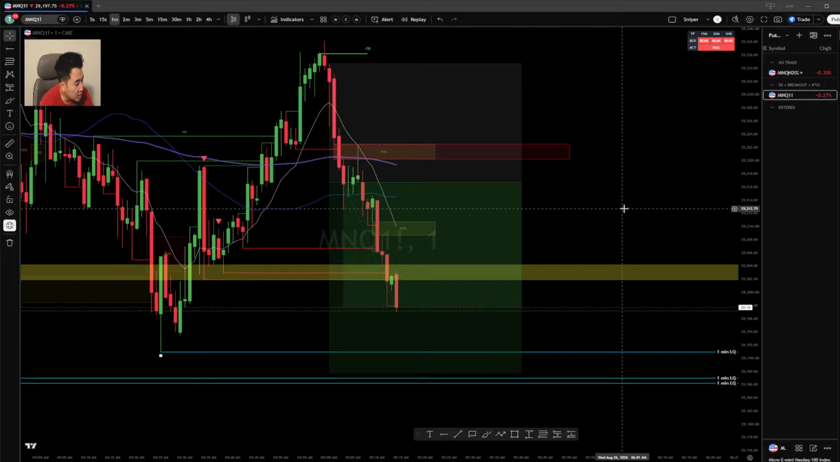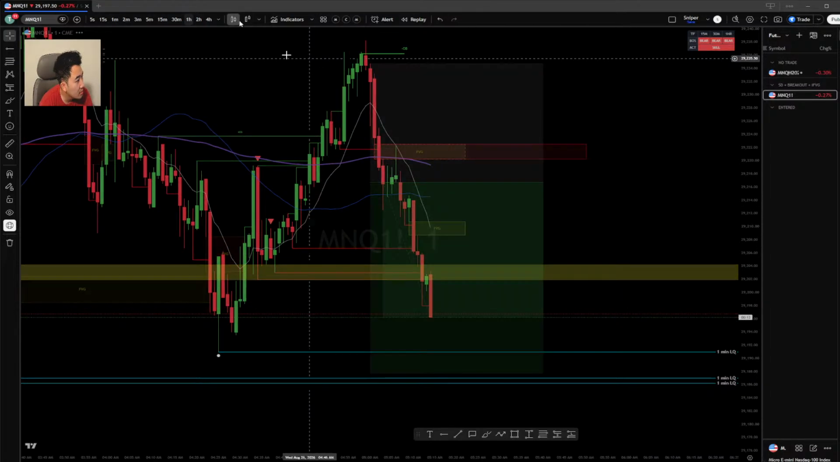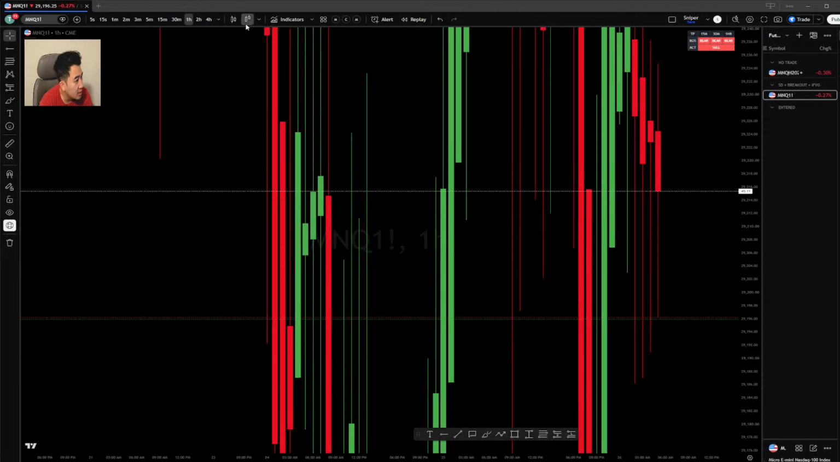It looks like it's still pushing down. This is the 1 hour resistance, right?